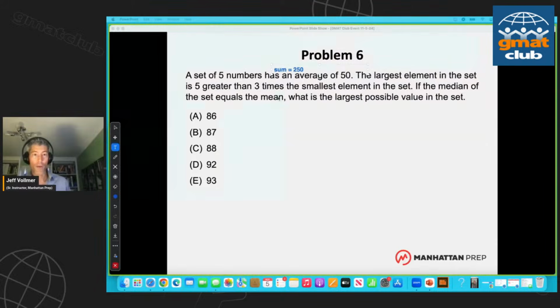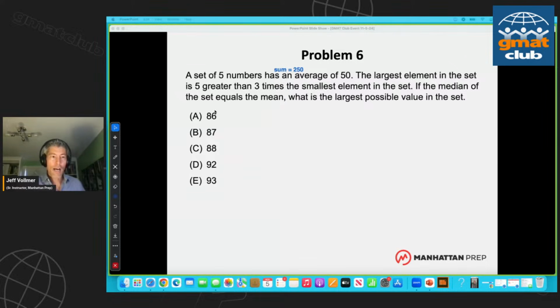Boom. Do I know that they're consecutive? I don't know if they're consecutive yet. They could be 48, 49, 50, 51, 52, with 50 in the middle. But then when I read the next sentence, the largest element is 5 more than 3 times the smallest element. Oh, so it can't be just from 48 to 52.